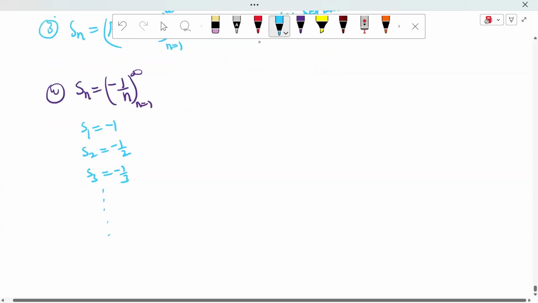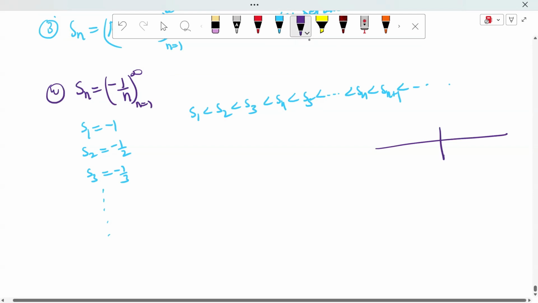It is nothing but S1 is less than S2, less than S3, less than S4, less than S5, and so on, Sn less than Sn plus 1. We denote this on the real line. This is 0, and this is minus 1, which is S1. Then S2, S3, S4, and so on.